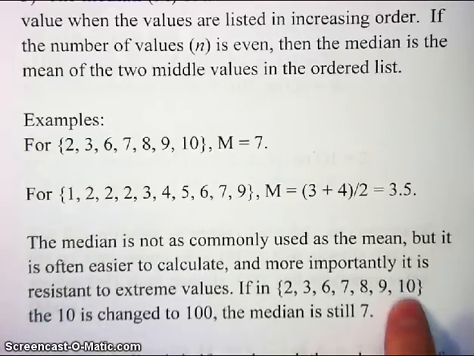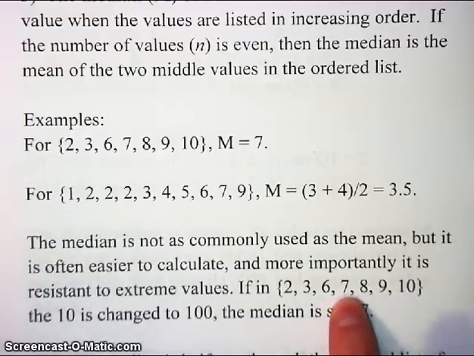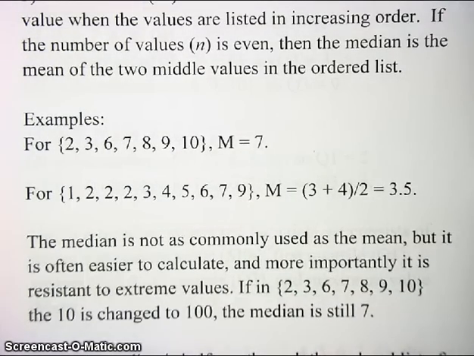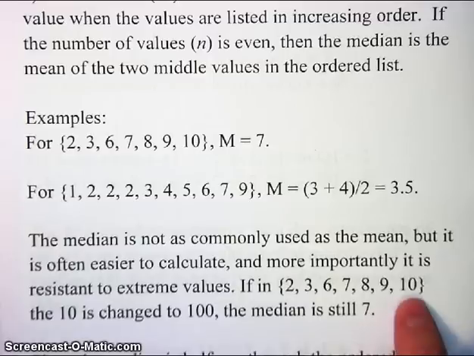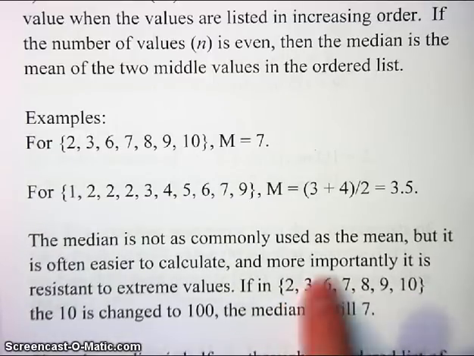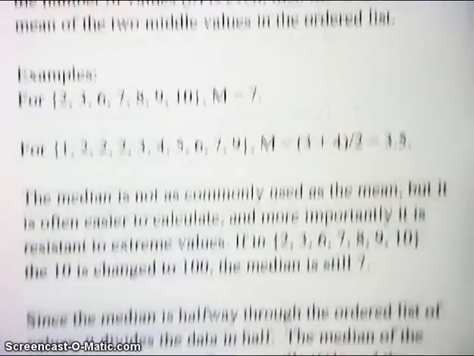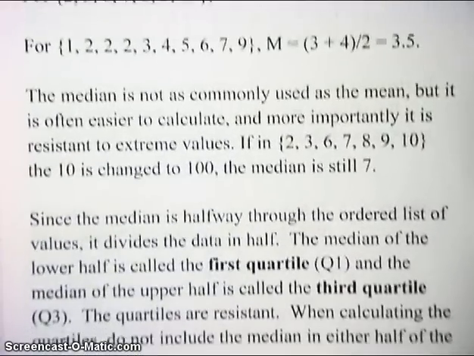If we were to change this value of 10 to 100 here, well, the middle value of this list is still 7, and so the median is still 7. So whatever these values are at the extremes, it does not affect the median. They could be very large numbers or very small numbers, and the median would still be 7, as long as you have 7 values in your list and the middle one is remaining 7, that median is always going to be 7.